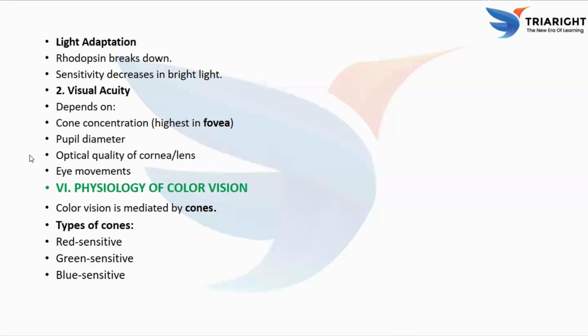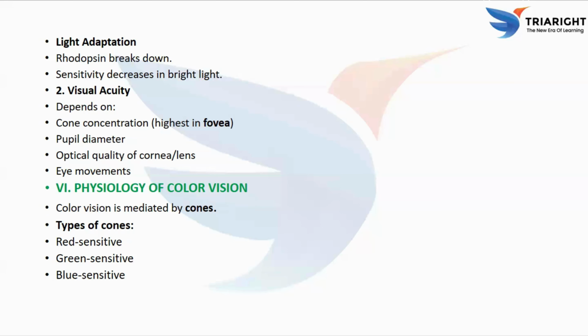So this is about the dark adaptation and the light adaptation. So next is physiology of the color vision. Color vision is controlled by the cones because they are meant to absorb the bright light and the colors. Rods, it's a dark light, right? So there are three types of cones. Each cone type has a pigment sensitive to a specific wavelength range.